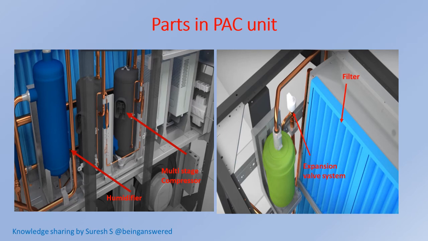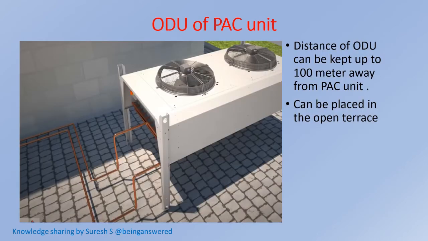In the left hand picture you can see the multi-stage compressor, humidifier and EC fan. In the right hand side picture you can see the filter, expansion valves, etc. Now the outdoor unit of the PAC unit. It can be kept on the terrace open to the sky. The distance of the outdoor unit from the indoor unit can be 100 meters away. This is one of the advantages of this unit.